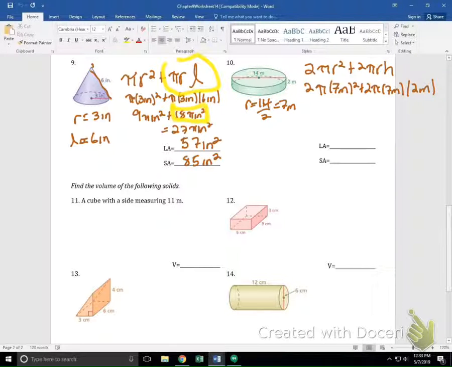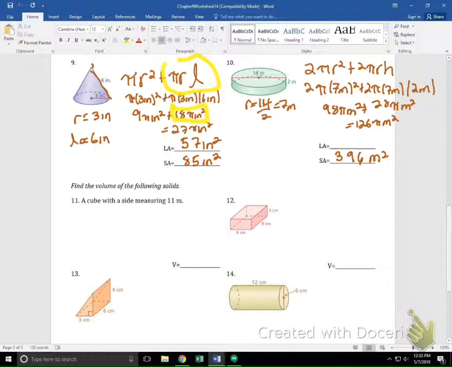So we end up with 2 times 2 is 4, 4 times 7 is 28, 28 pi meters squared. Over here you have 49 times 2, which gives you 98 pi meters squared. We add 98 plus 28, gives me 126 pi meters squared. So 126 times pi gives you 395.8, which gives us 396 meters squared.